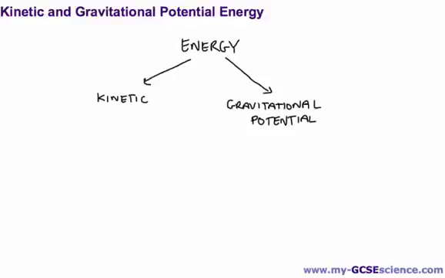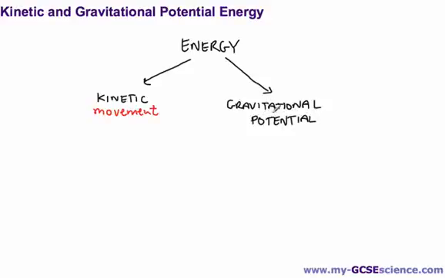There are various types of energy that we can talk about in physics, but today for this unit P2 for GCSE Science, we're going to talk about two kinds, and those are kinetic energy and gravitational potential energy. Now, kinetic energy is another word for movement energy. So anything that is moving has kinetic energy.